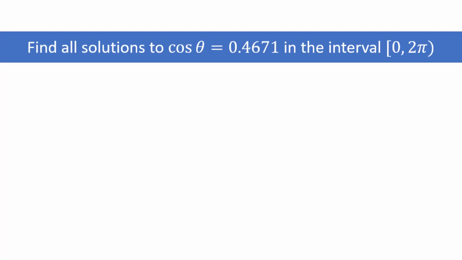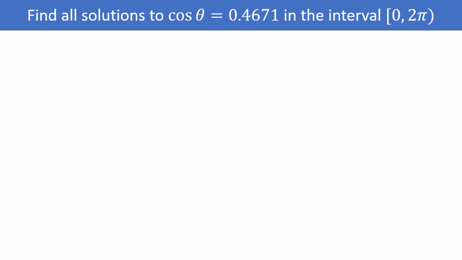Okay, let's try a few problems where the angle is not a commonly known angle on the unit circle. So we are asked to find solutions to cosine of theta is equal to 0.4671 on the interval of one revolution of the circle. Okay, so you may remember to solve for theta when it's not a commonly known angle, you can use the inverse function.